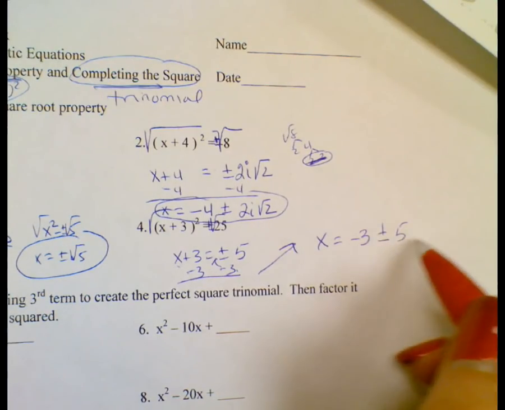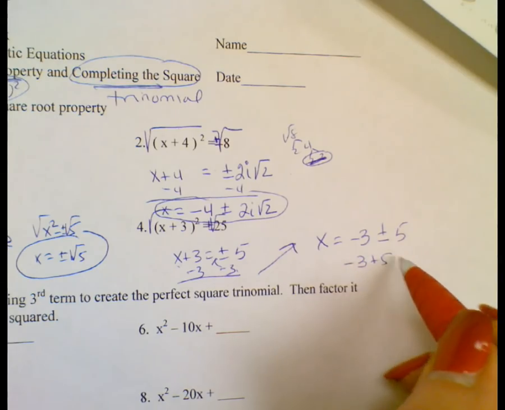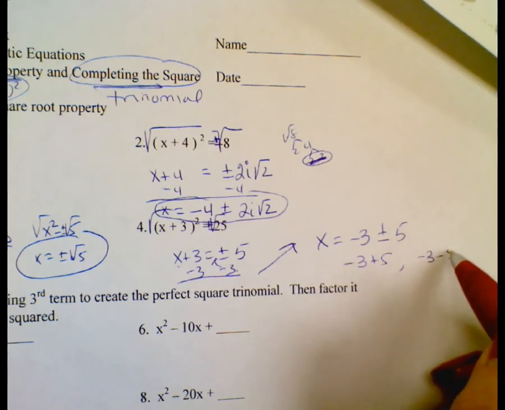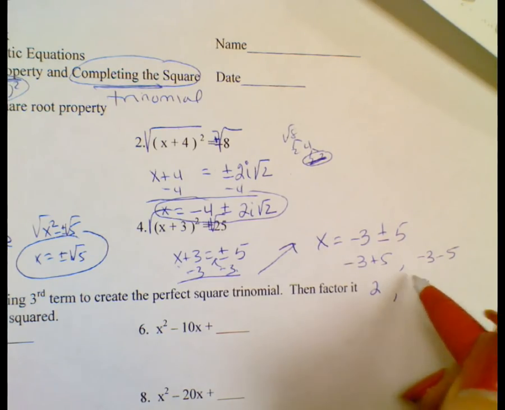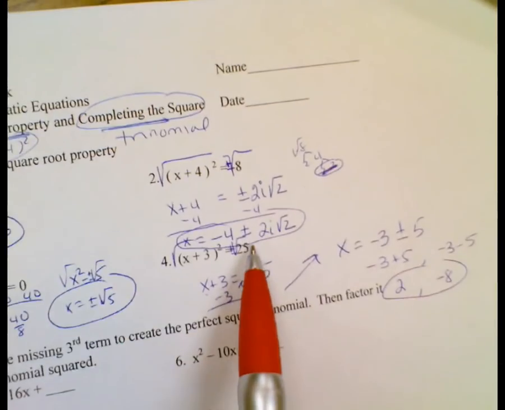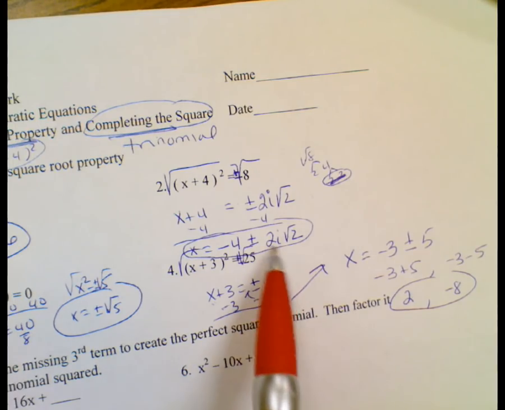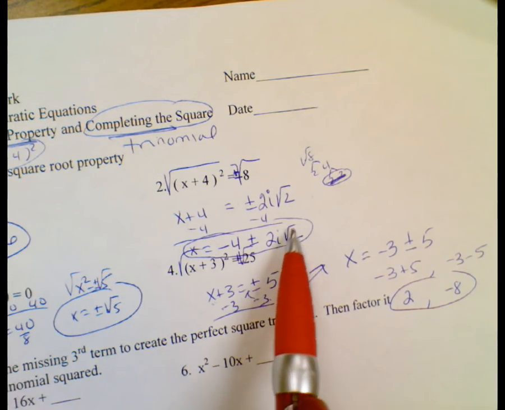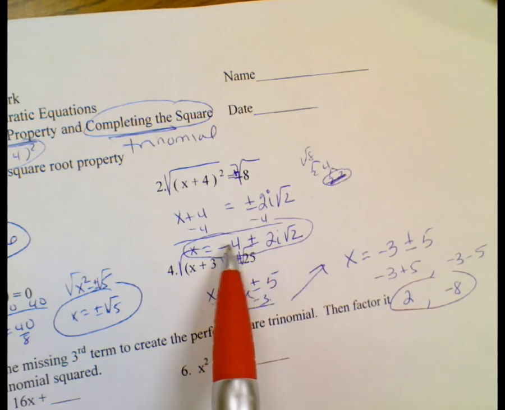Now, if you don't have a radical, you should separate the plus minus. So this should be negative 3 plus 5 and negative 3 minus 5. So one of your answers is 2 and the other is negative 8. So notice we didn't separate in number 2, we didn't separate the plus or minus because 2i radical 2 is ugly, not only is it imaginary, but you also have an irrational 2 here. So the whole thing, no need to separate here. Just leave it like this.